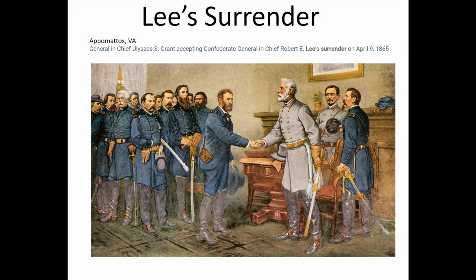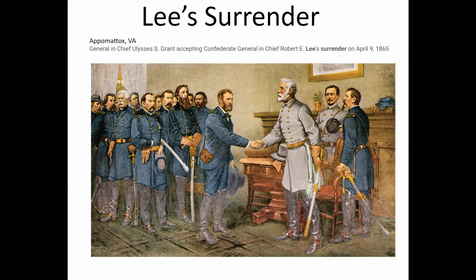Some interesting facts about this is that Lee and Ulysses, like I said before, were really good friends. In fact, they chatted a bit before they started going over the surrender terms. They went to a private house to sit down in the parlor and discuss and talk things out, and it was really very cordial. It was very nice. So this happened on April 9th, 1865.